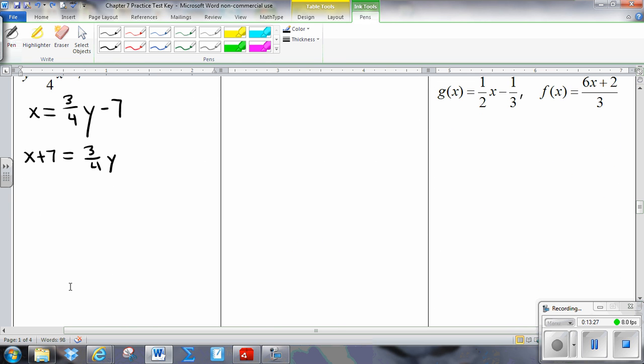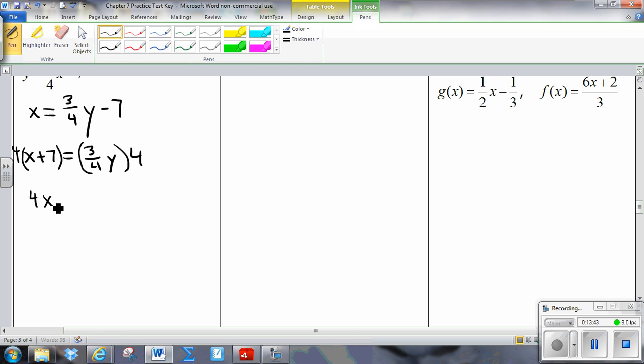Okay, so with this, I'm going to go ahead and do it like how most of you guys do, where you think of it as 3 divided by 4 times y. So if you're dividing by 4, the opposite of dividing by 4 is multiplying by 4. So we're going to multiply both sides by a 4. 4x plus 28 equals, and then these 4's cancel, you get left with a 3 times y. Now you can divide by 3. Divide this whole side by 3.